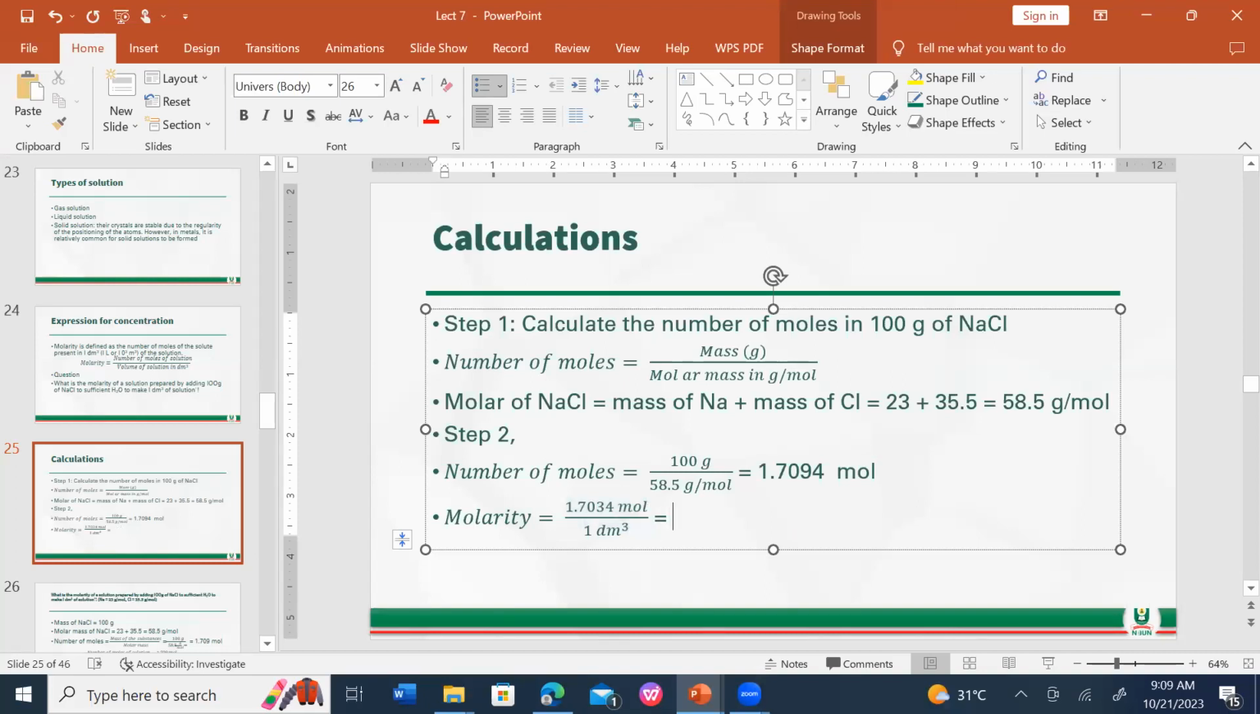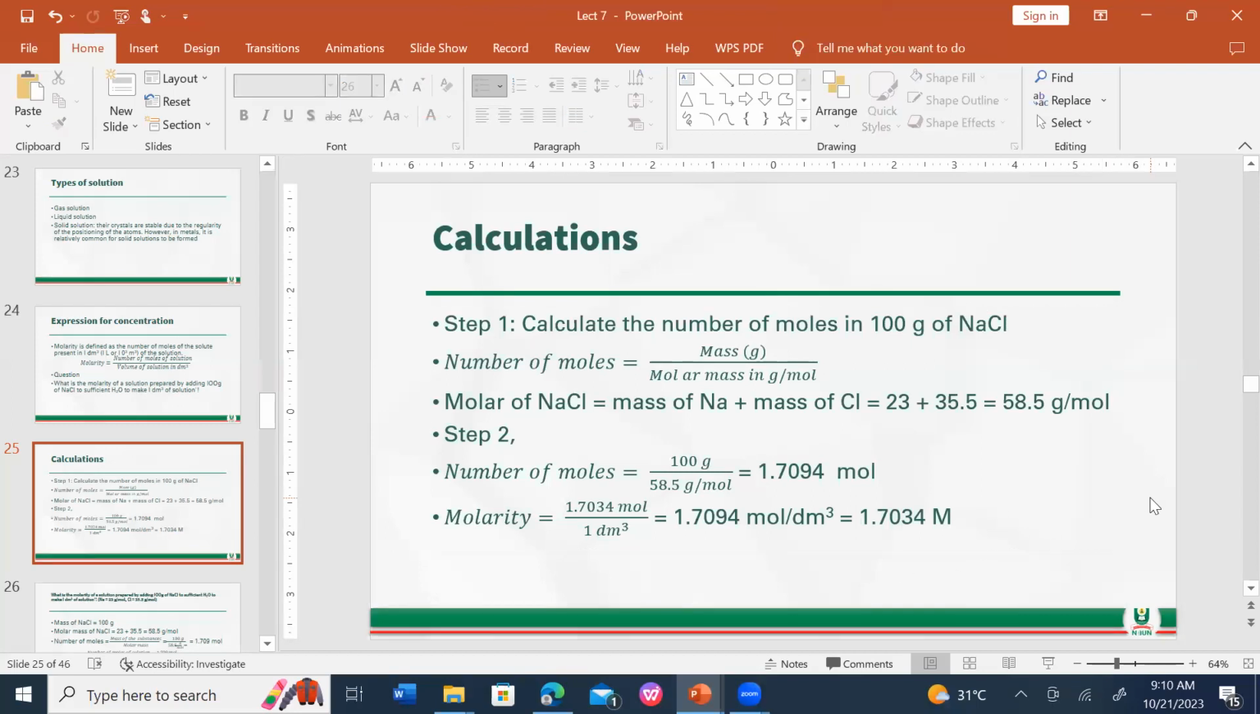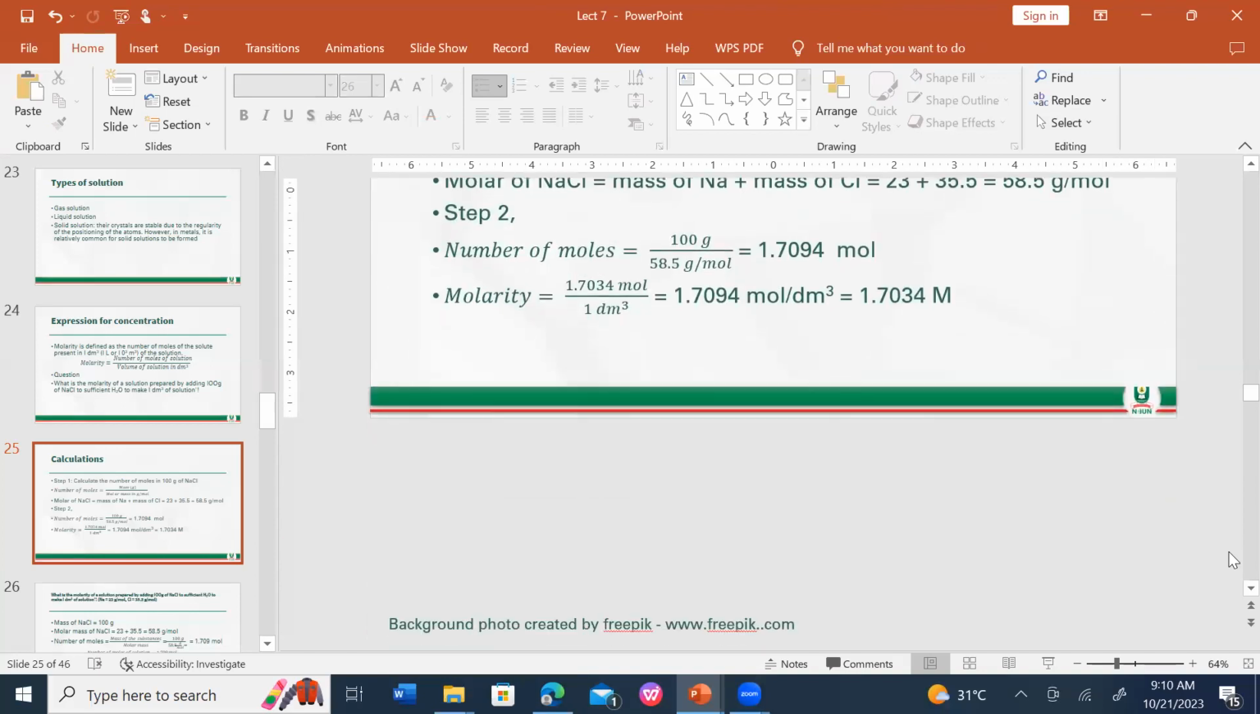The molarity is 1.7094 mole per dm cube. This is given the symbol 1.7094 M. So that is molarity. So that is the molarity of the solution we are talking about. So now let's move to the next one.